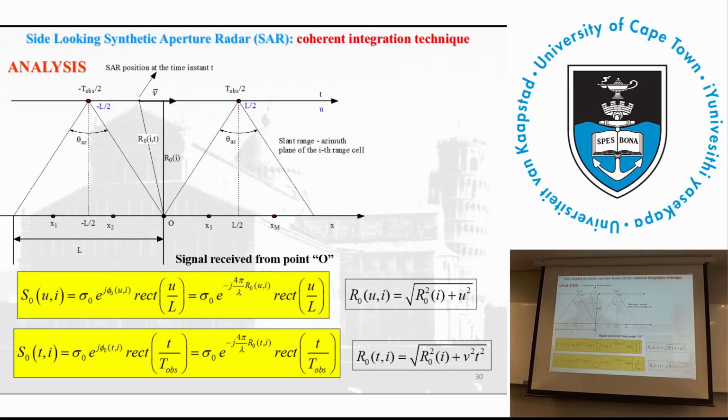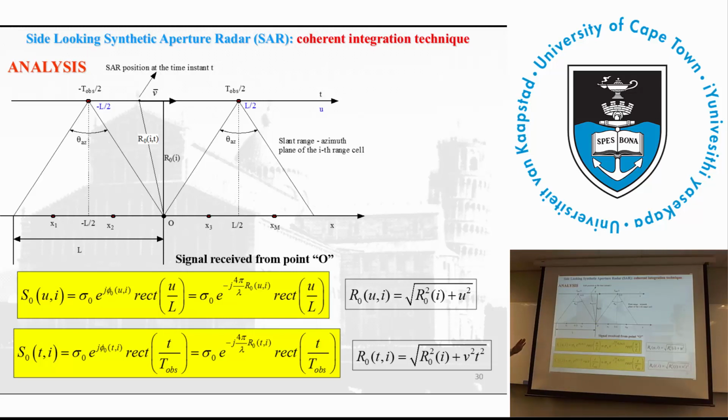You can tell that this one is illuminated only for a small portion of this time. This one would be illuminated for a longer portion with respect to this, but less than that. And these are the points on this other side. They don't get illuminated right at the beginning, so they have to wait until the platform is around here to start illuminating them. So illumination windows change from point to point. Only point O on the ground is illuminated for that entire amount of time.